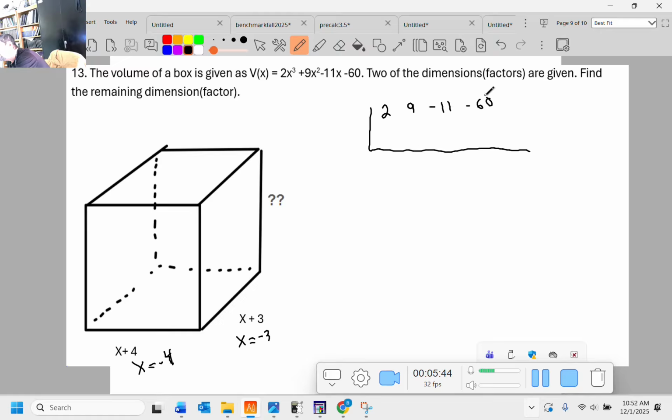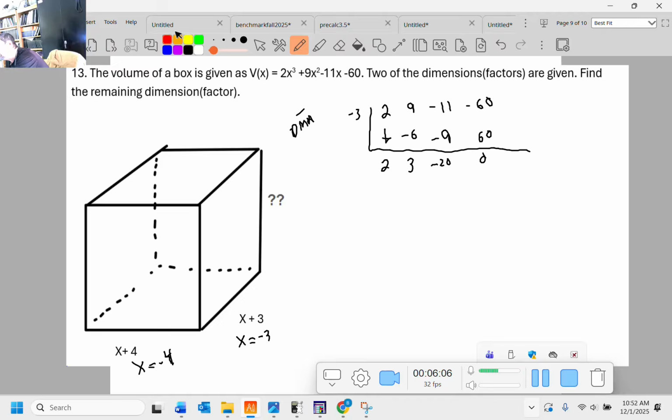Now I'm going to do synthetic division. First off, I'm going to do the negative 3. I'm going to drop, I'm going to multiply, and I'm going to add. Negative 3 times 2 is negative 6. 9 plus negative 6 is 3. Negative 3 times 3 is negative 9. Negative 11 plus negative 9 is negative 20. Maybe the problem is third grade math. Negative 3 times negative 20 is a positive 60, remainder of 0.